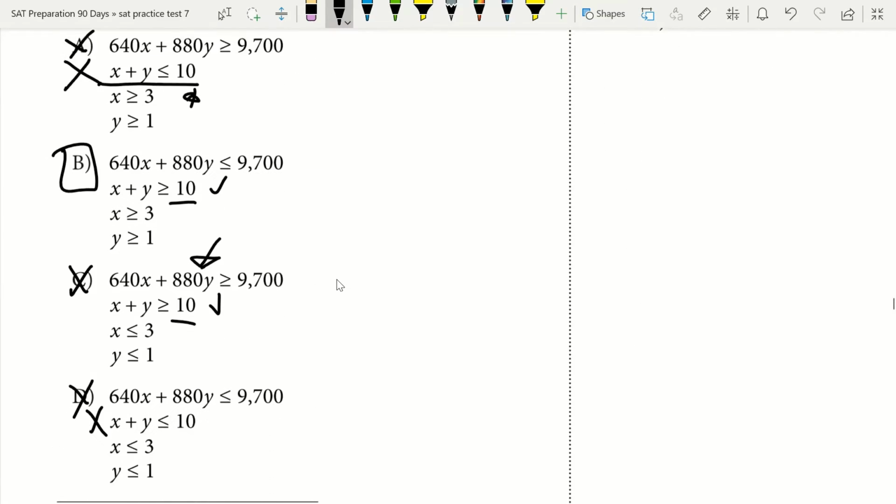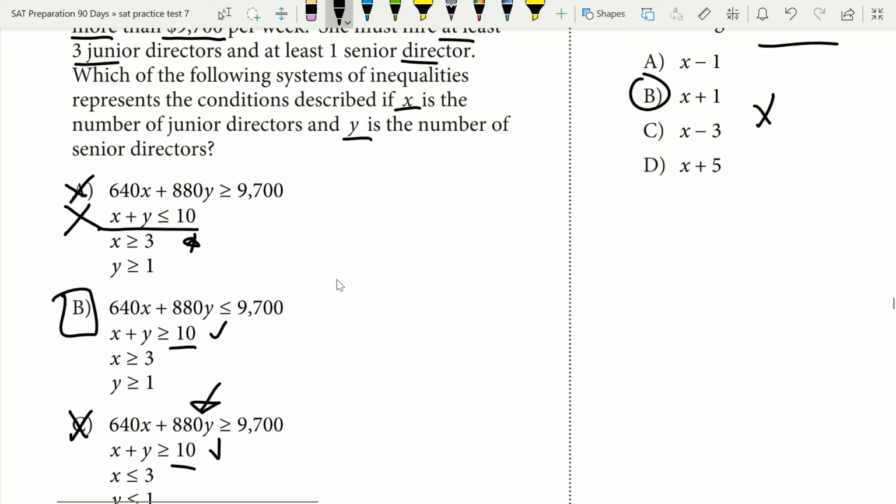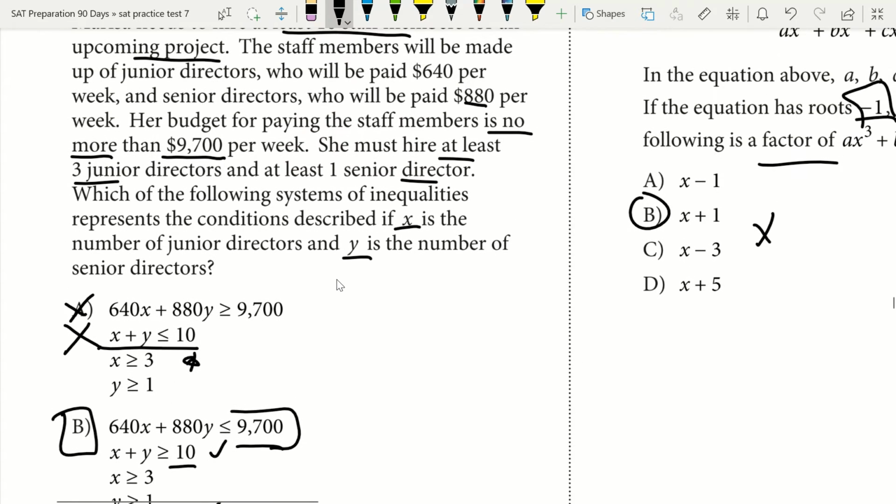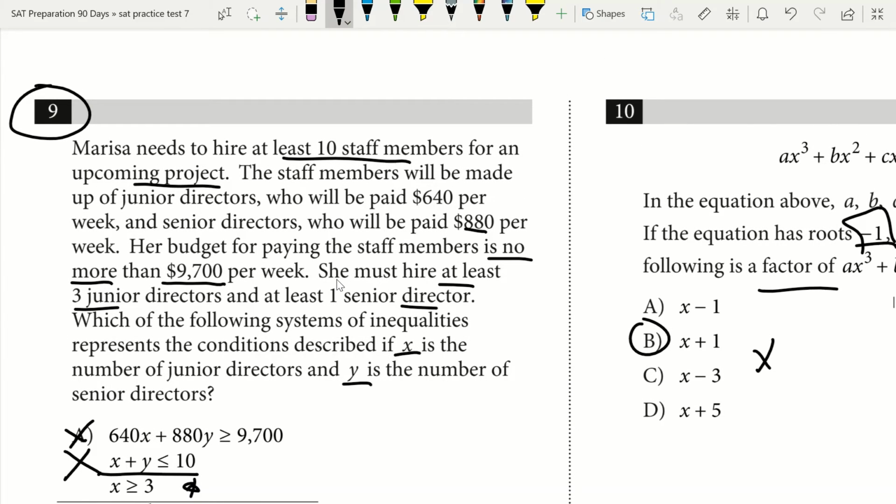Obviously, it's got to add up to at least 10, right? X and Y do, so we know that A and D are automatically out. So then we're between B and C, and then obviously we know based on this top equation that B has to be correct. Okay, so that's a really quick thing that you can use when dealing with setting up systems of inequalities to find the correct answer very fast.